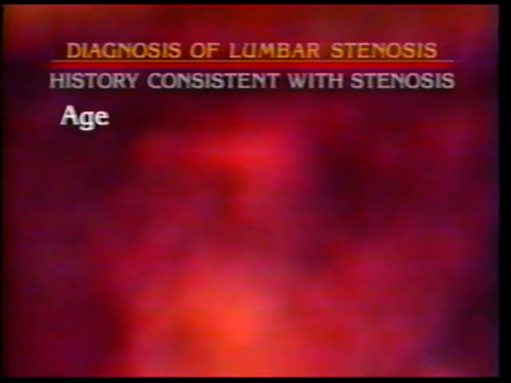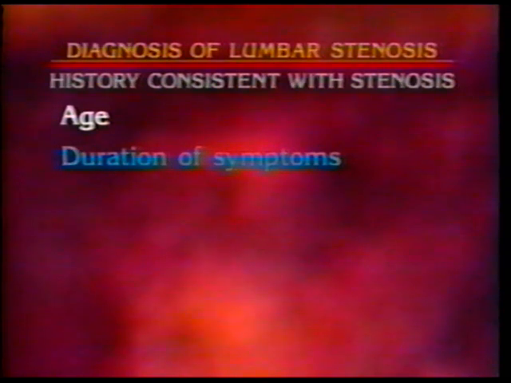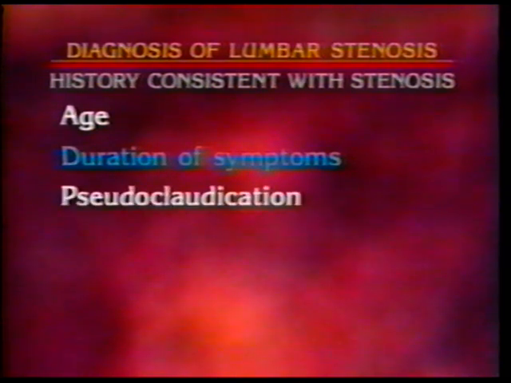The age of the patient, generally over the age of 50. Duration of symptoms, long-term, chronic. Often these patients will present with pseudoclaudication. They will be able to walk 50 or 100 yards, and then they will get a cramping buttock and calf pain, which is relieved by either forward bending at the waist to flex the lumbar spine or relieved by resting. And then the symptoms will go away and the patient can walk another 50 to 100 yards.